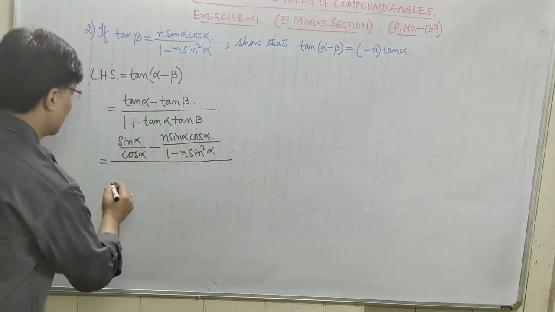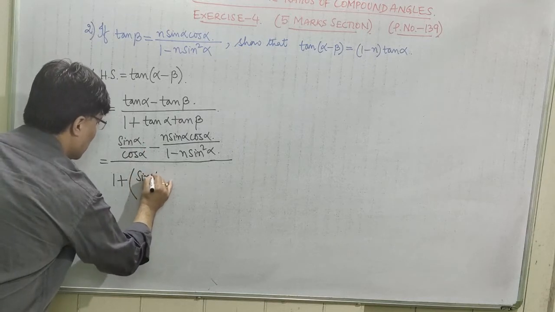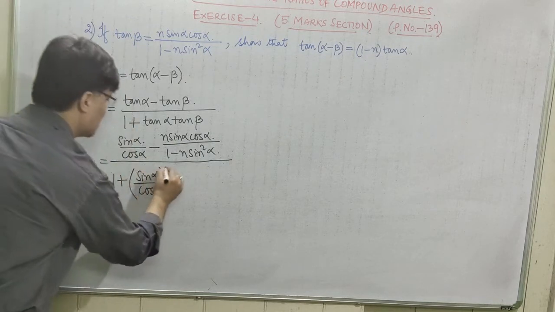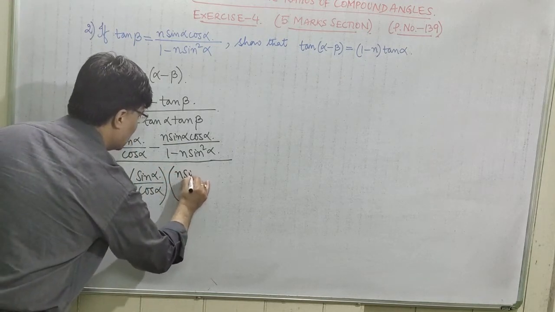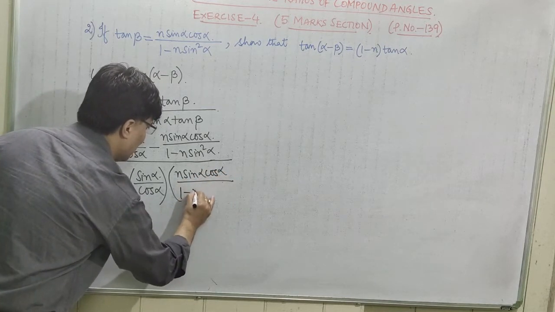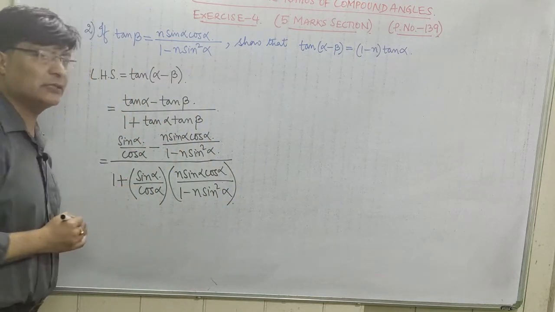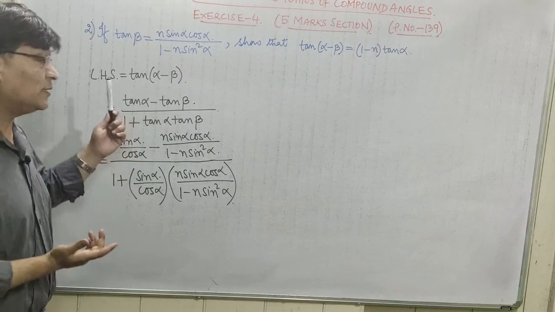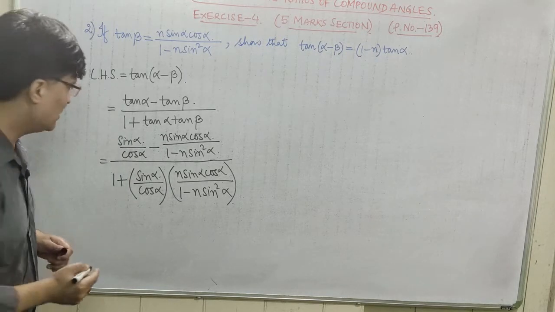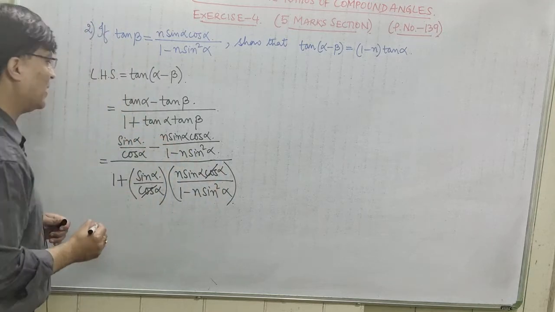Is that clear? Next, 1 plus, what is tan alpha here? It is sin alpha by cos alpha. And what is tan beta? Let us put the value for tan beta. This is n sin alpha cos alpha divided by 1 minus n sin square alpha. So we have used the value for tan beta, and the value for tan alpha is sin alpha by cos alpha. That is the formula, right? So here you can cancel this cos alpha, and this cos alpha will be cancelled.